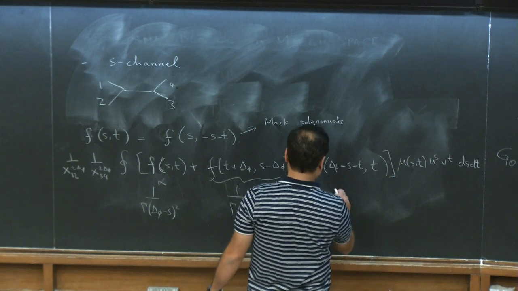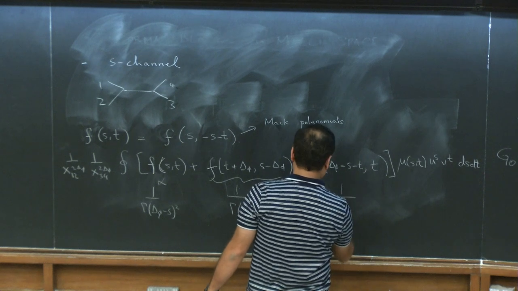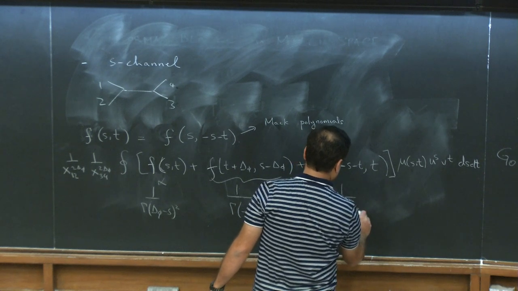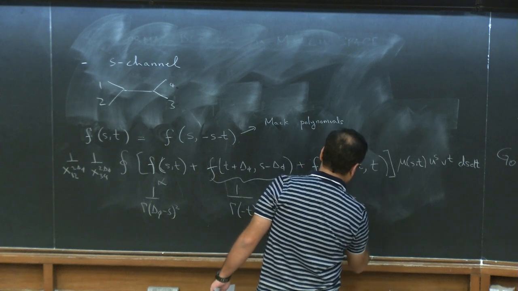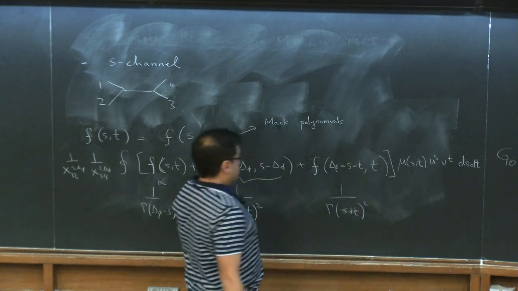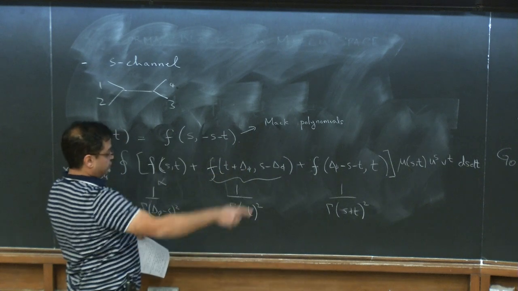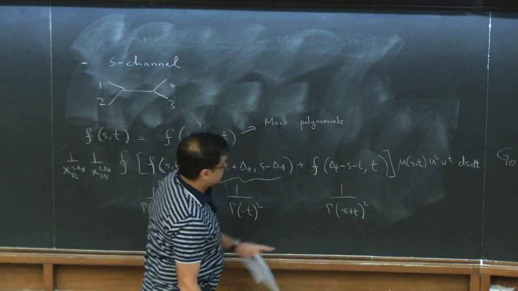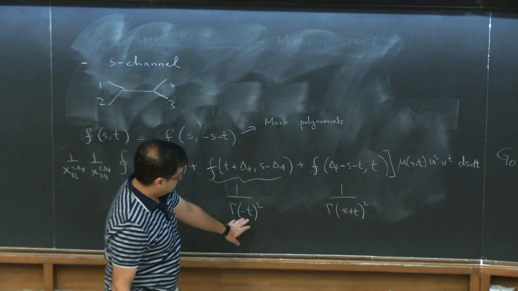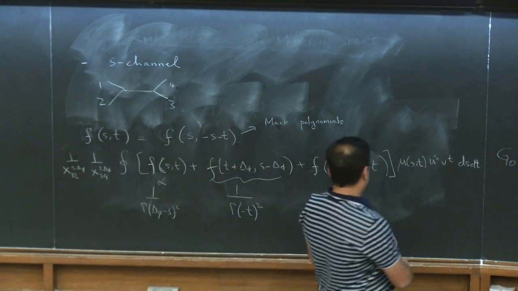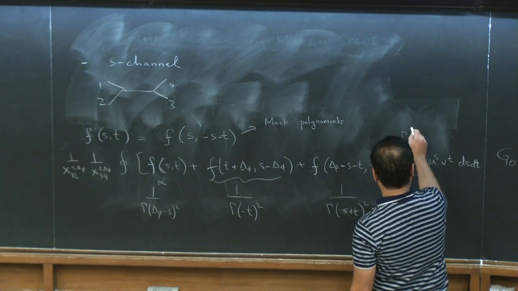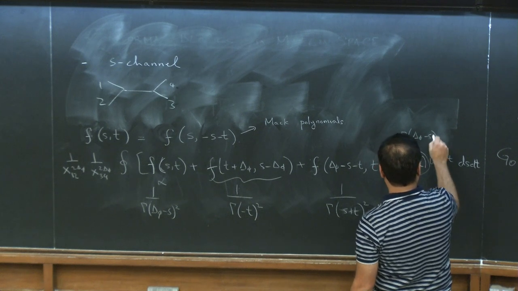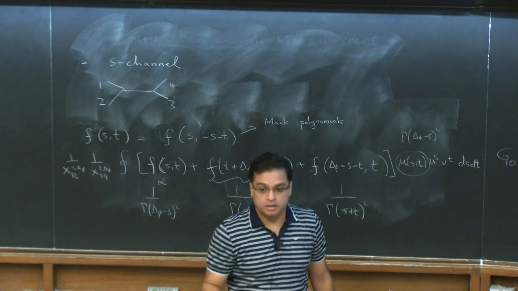Similarly, for this, it will become gamma of delta phi minus S, or rather, this is S plus T square. This factor, when you do this transformation to the U channel, is going to become this factor. So both the T and U channels will have double poles that come from this measure factor, because this will have gamma of delta phi minus S square. Is this point clear?